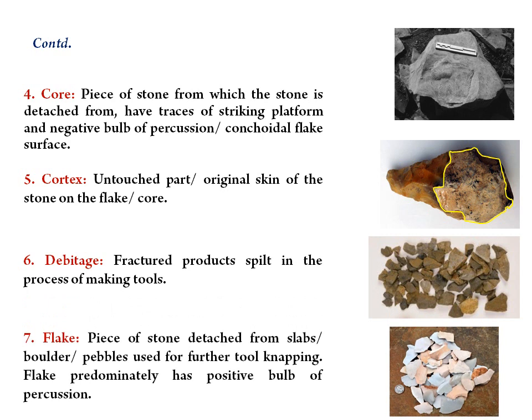Now flakes, as I told you, the piece of stone removed from the core, that piece of stone qualifies to be a flake. But further flaking of a flake to a desired shape will also turn them into a tool. Now, how to identify core and flake? Core has negative bulb of percussion and conchoidal flake scar, whereas the flake has positive bulb of percussion. So therefore, what remains on the core is negative bulb of percussion, whereas what comes on a flake is the positive impression.